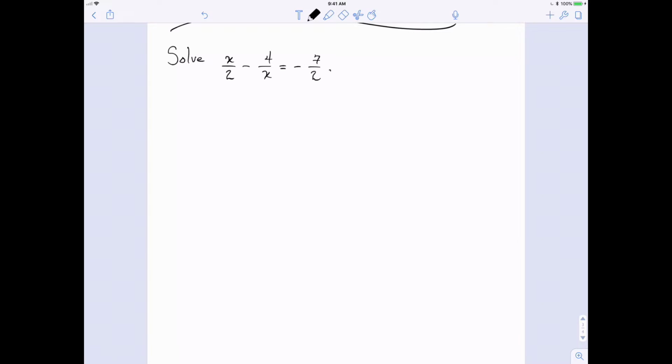So the first thing we want to do is notice here that the lowest common denominator is 2x. So we multiply every term, so let's do that. We're going to record this. We'll multiply every term by 2x.